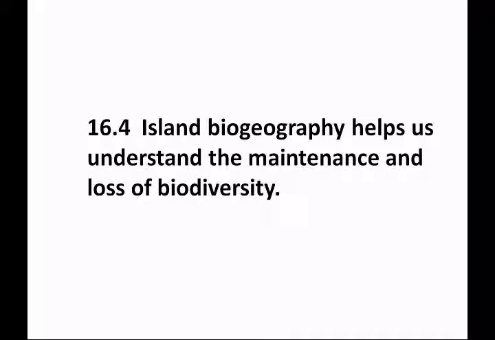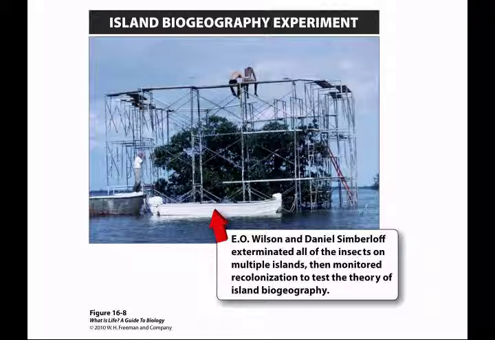And so one of these terms that I've used a little bit in the past, but I don't know that I ever fully explained to you, is island biogeography. This is something where we look at the unique characteristics of species that are found on certain islands located in certain areas, which helps us to understand the maintenance and what happens when we lose biodiversity. So this helps us to understand how the process of biodiversity going down happens.